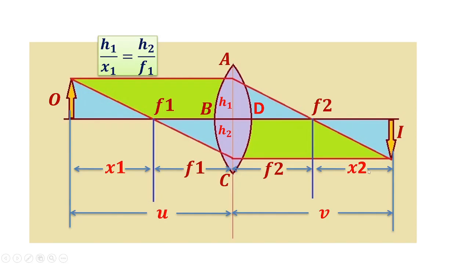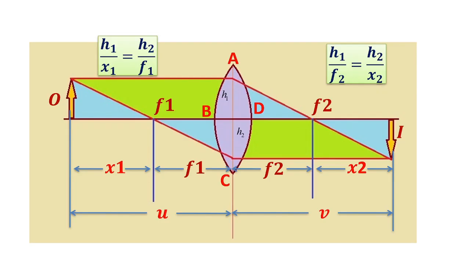From the ray diagram, this height h1 divided by x1 is equal to this h2 divided by this focal length f1. Further, h1 divided by f2 is equal to h2 divided by x2, from the ray diagram.